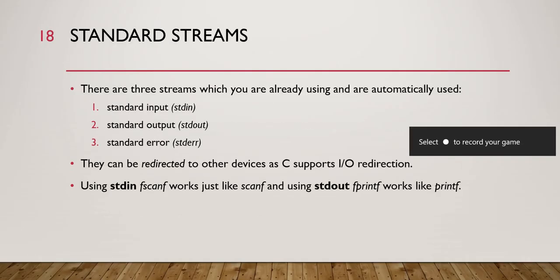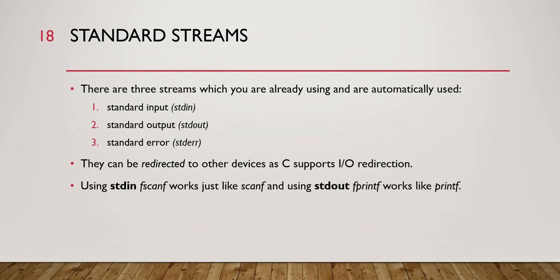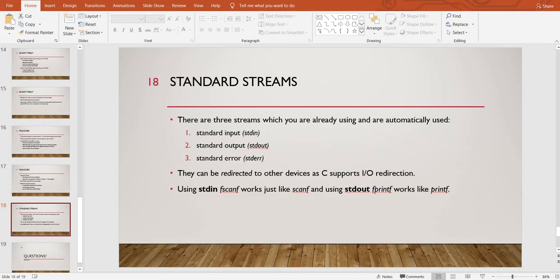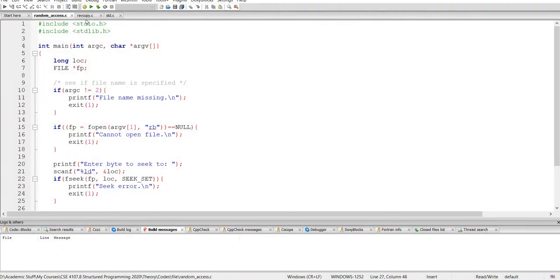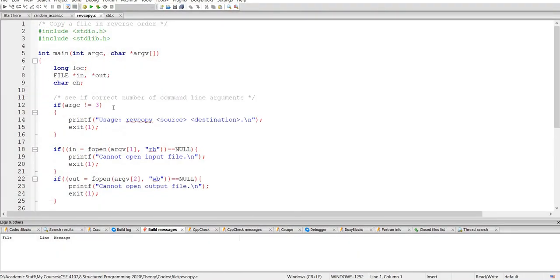So after this, next we're going to learn standard streams. But before we go to standard streams, let's see another example, which is the Rif Copy. This is actually a program which copies one file to another, but in a reverse way. So here we will need input arguments again, but instead of 2 input arguments, we need 3 input arguments.